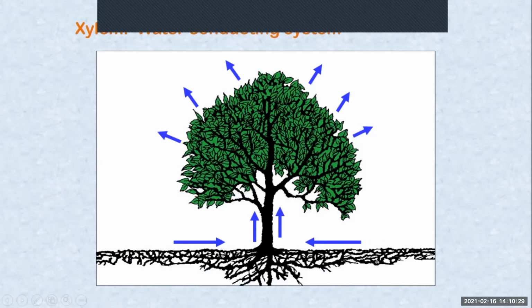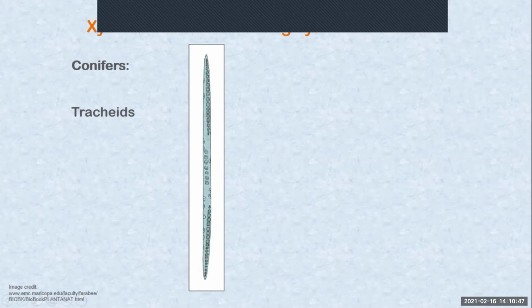So the water conducting system is moving from the roots up the stem and out through the leaves. And so that is what we're talking about here: the movement of the water and the nutrients through the xylem in the stem. Now, water movement in conifers takes place in cells that are called tracheids. Tracheids are very long, narrow, very tiny cells, and they're stacked end to end and allow the movement of water up through these cells. They're dead when they are functional.